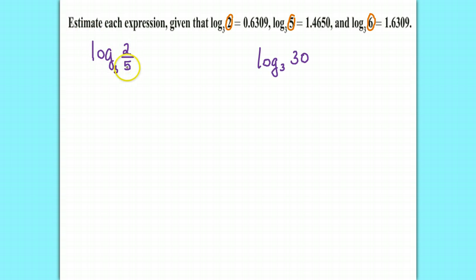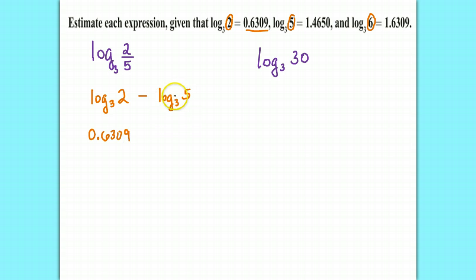So for this first one, we have some division. This fraction really means you have 2 divided by 5. So we could expand that using subtraction as log base 3 of 2 minus log base 3 of 5. And you can see what that will allow me to do. I have log base 3 of 2 for this first part, and I know that that is equal to 0.6309, so I can replace log base 3 of 2 with 0.6309.